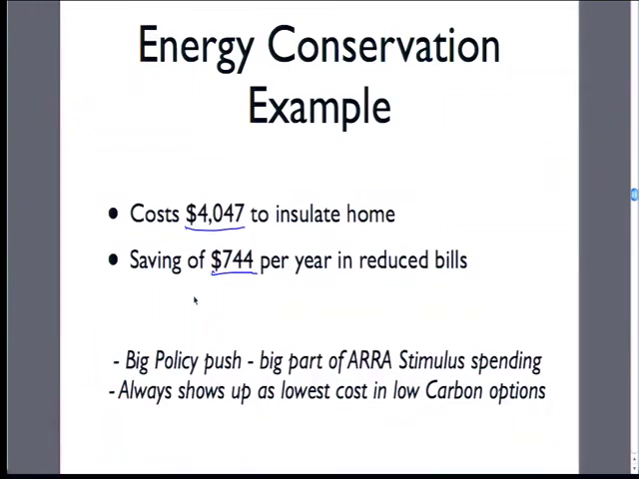The other thing to pay attention to is, when we go into talking about carbon and evaluating different options for reducing carbon in our society, these always show up as low-cost options. They're always the thing to do first: energy efficiency and conservation. The cheapest thing to do for a low-carbon future is consume less than we do now. So we'll talk about why this is so.